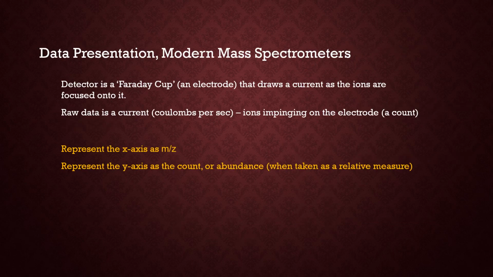The modern mass spectrometers use an electrode. A fancy name for it is the Faraday cup, which acts as basically a catcher's mitt for the ions as they come through the analyzer. As they strike the Faraday cup, the ions generate a current. The current can be measured directly as a flux, namely coulombs per second, or you can use what's called a counter circuit to actually count the number of hits as they come in, as a train of pulses.